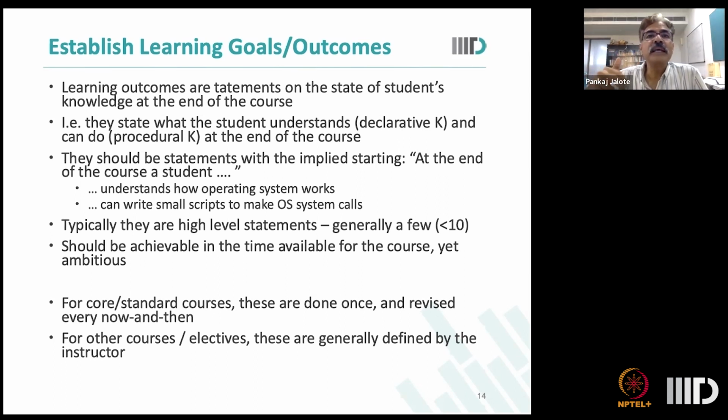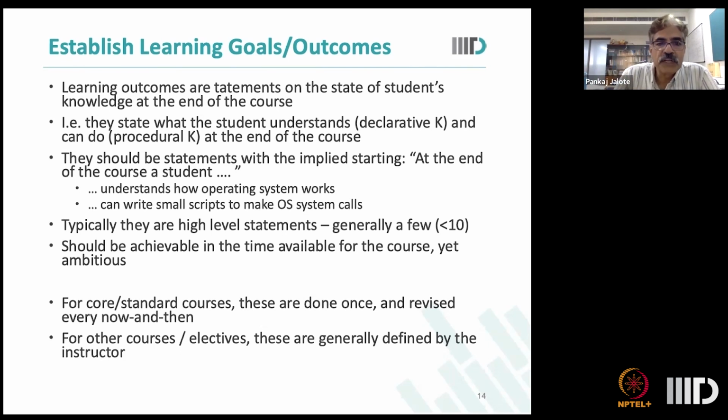So remember, learning is about knowledge of these two kinds. So learning outcomes are, at the end of the course, what is the knowledge that the student has gained as a result of this course? Okay. So there should be statements with the implied starting at the end of the course, a student will be able to, will understand this, will be able to do this, etc.